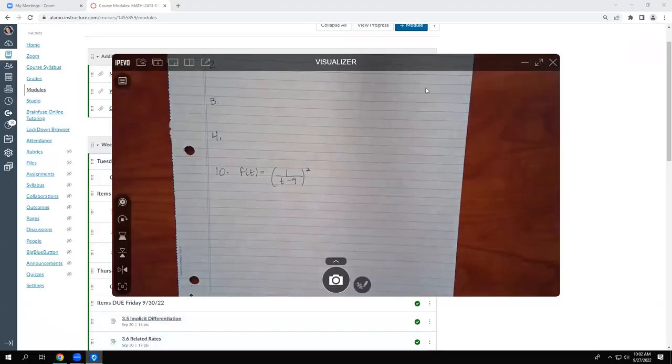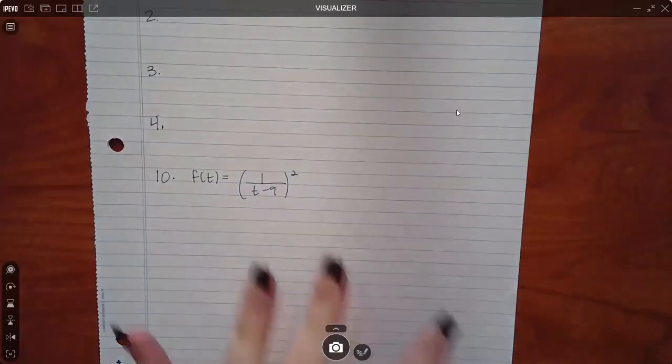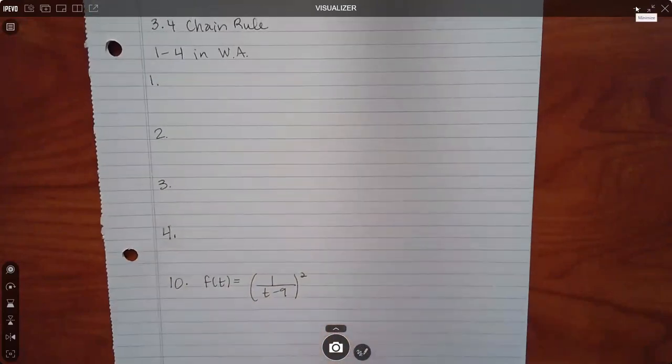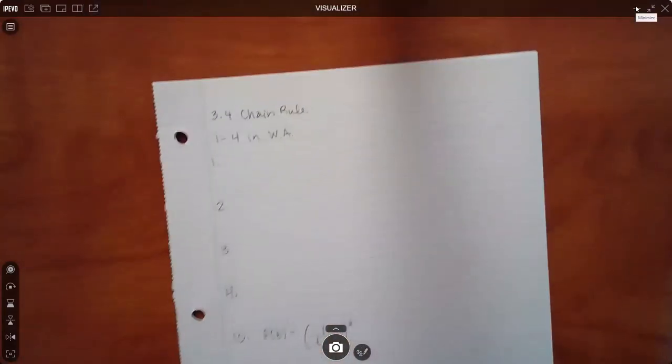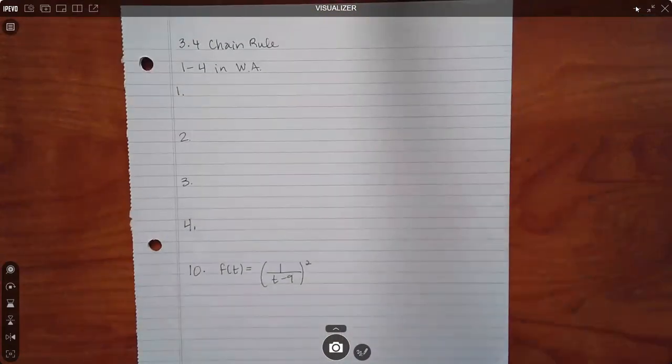So let me go to my camera. Now, I did want to do the first four problems because they really try to get you to see the insides and the outsides.